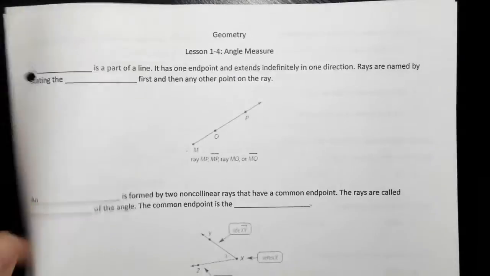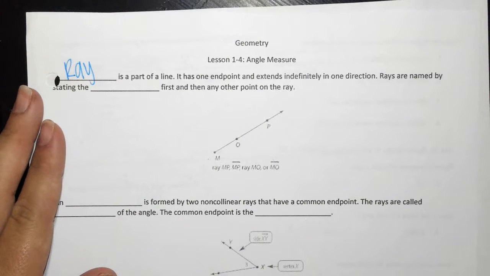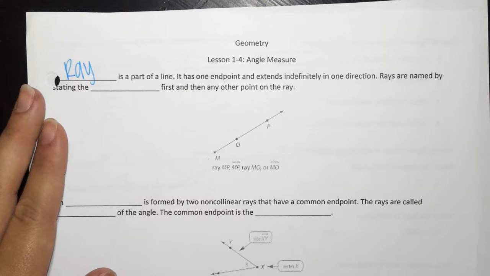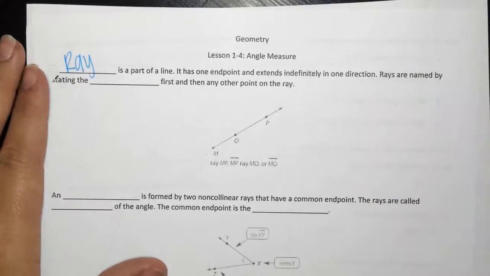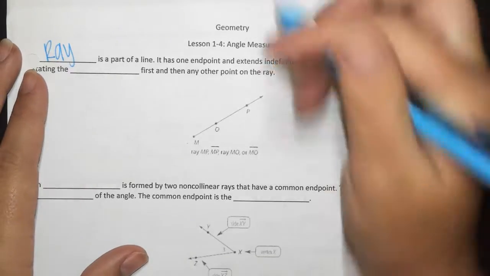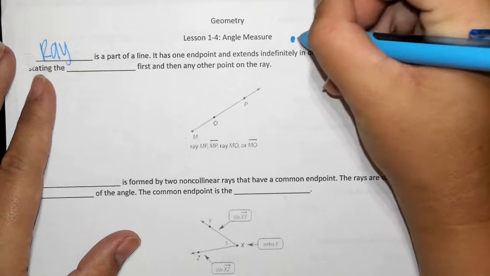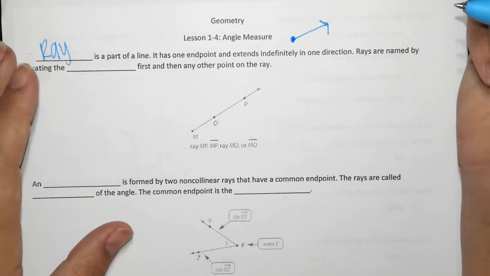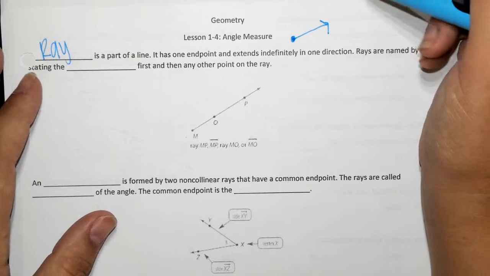So the first thing we need to talk about is what is an angle. An angle is made of a ray. Now remember, a ray is a part of a line. We talked about this the first week of school when we were filling out that graphic organizer. A ray has an end, and then the other end is an arrow. So it has one end point, and then the other end extends indefinitely.